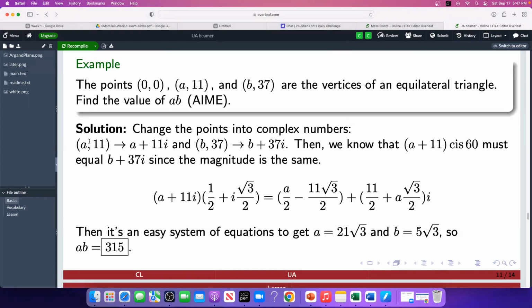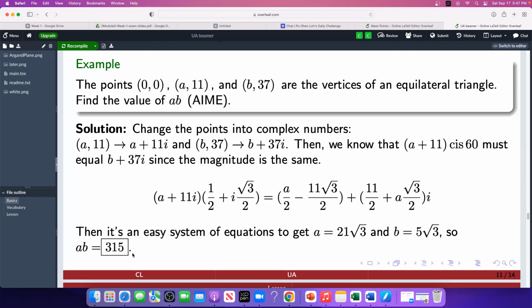So change it into complex numbers, make this onto the Argand plane. So A plus 11i and B plus 37i. Then you know that (A plus 11i) times cis 60 must equal B plus 37i, since the magnitude is the same. So when you multiply it out, you get this, which is still really nasty. But once you set it equal to the real part and the imaginary part, you can easily get this, 315.